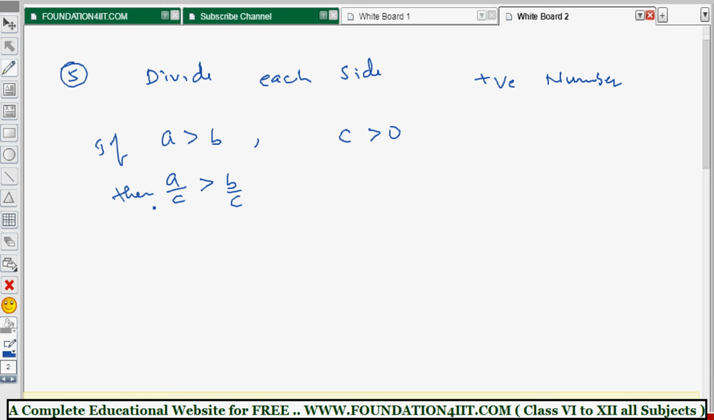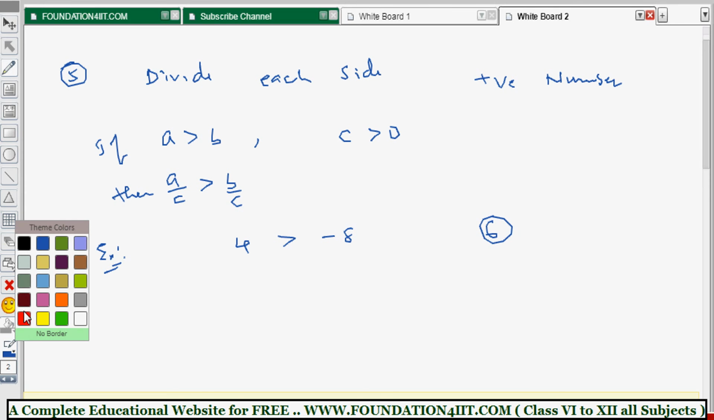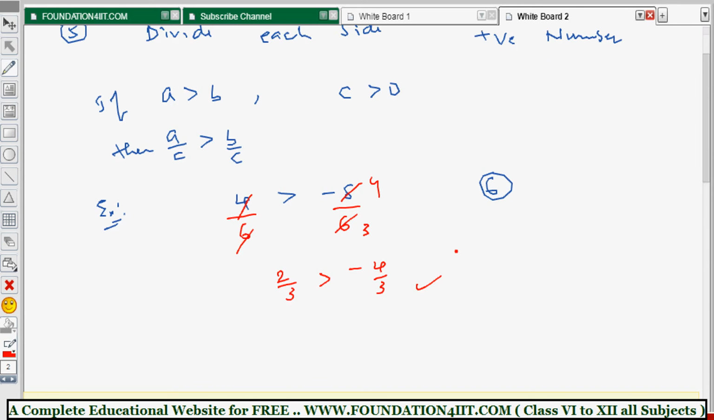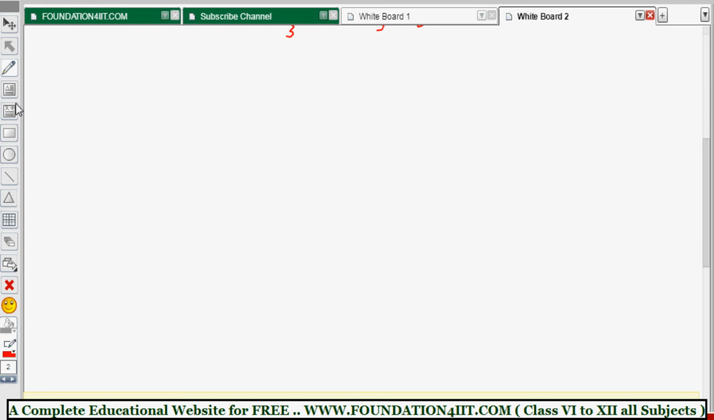See the example: 4 is greater than minus 8. Take one positive number, I'm taking 6, and divide both sides by 6. 4 by 6 is 2 by 3, which is greater than minus 4 by 3. Yes, obviously 2 by 3 is greater than minus 4 by 3. This is the sixth property, where we divide by a positive number.